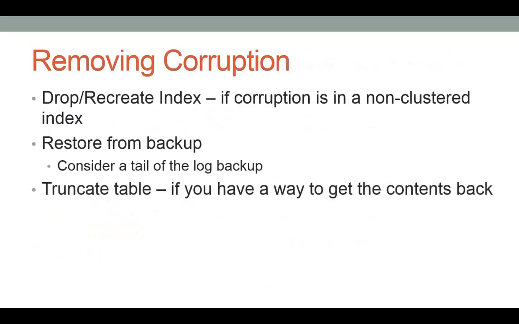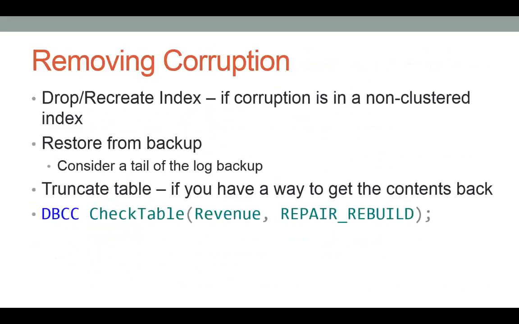Another option to get rid of corruption, if it's a smaller table or if there's a way to get all the contents back, meaning you've saved everything out of the table, is to truncate the table. Truncating the table will get rid of the corruption, whereas if you try to just delete everything out of a table with the delete statement, oftentimes that will fail if there's corruption in the table. So truncate's a quick way to clean it up if you've got a way to get everything back.